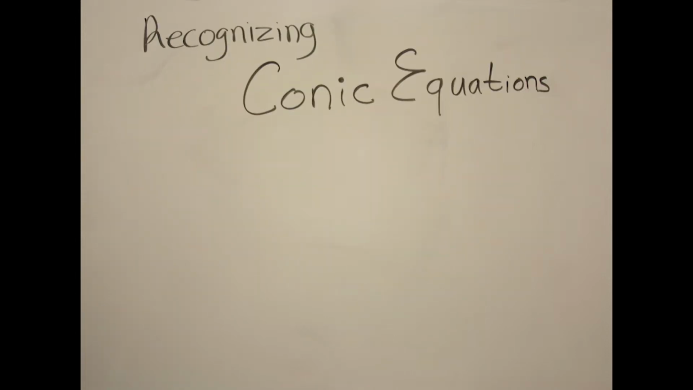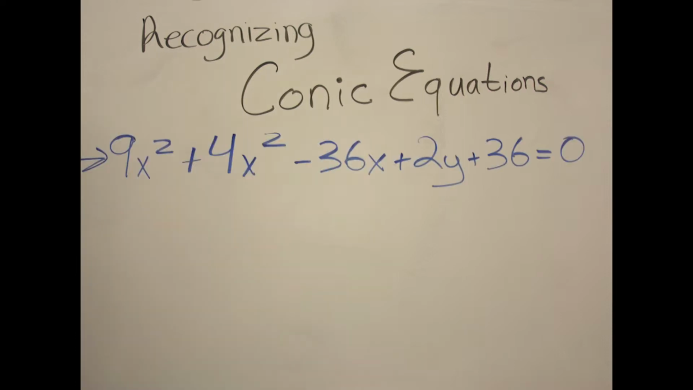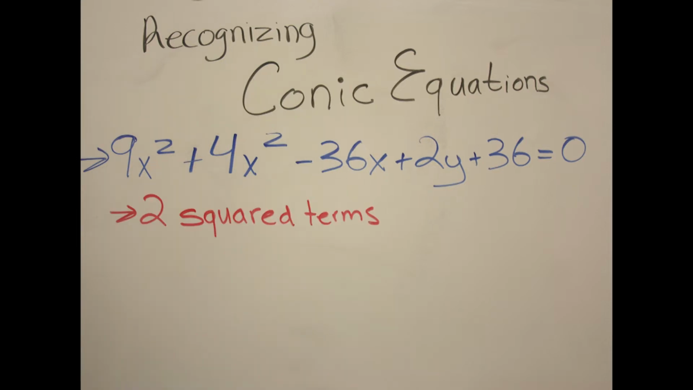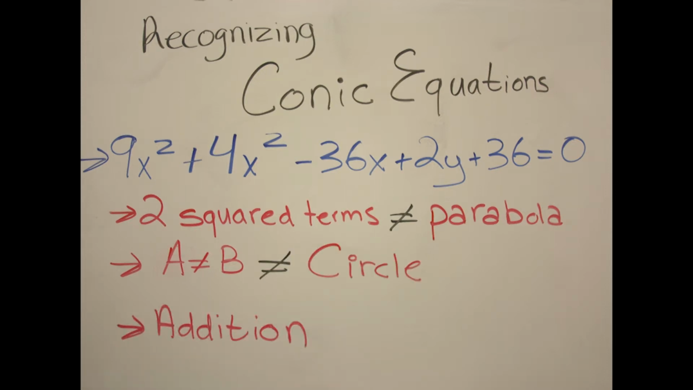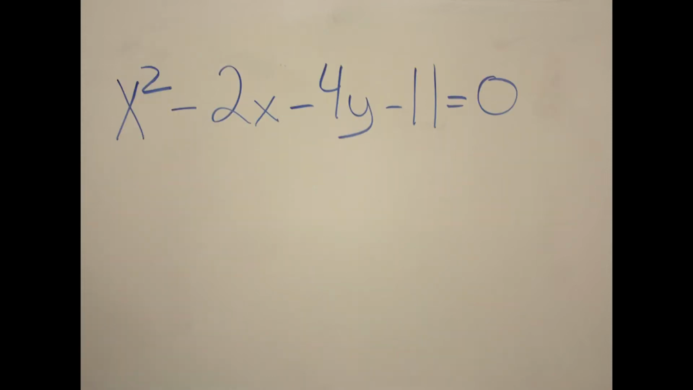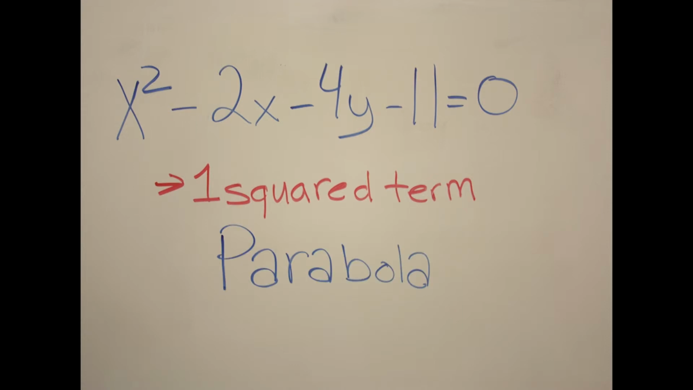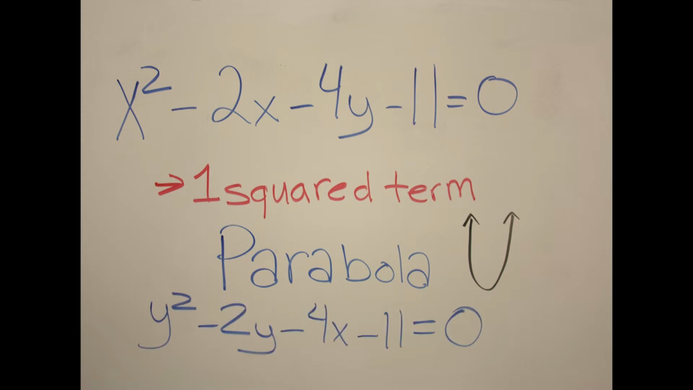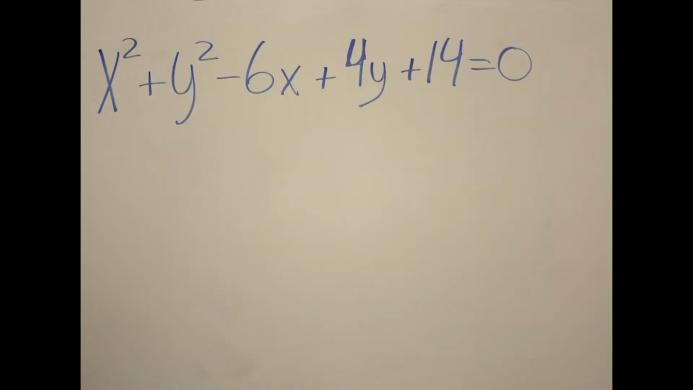Now we understand the equations for conics, so let's use that information to help us determine some conics. What is this equation? Well, it has two square terms, so it's not a parabola. And A does not equal B, so it's not a circle. And it's addition, so we can safely assume that this is an ellipse. Now look at this equation. We see that there's only one square term. That means that this is a parabola. And since x is the square term, it's a vertical parabola. Now if y was the square term, we would have a horizontal parabola.